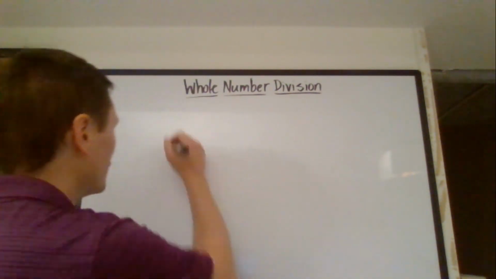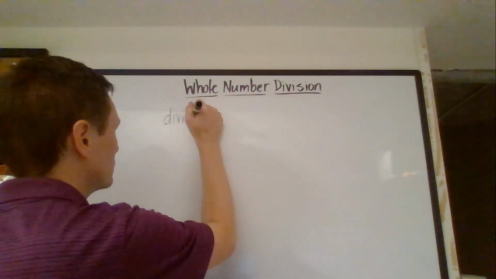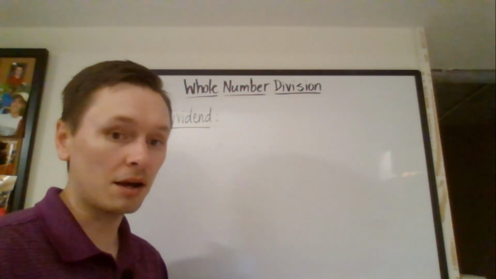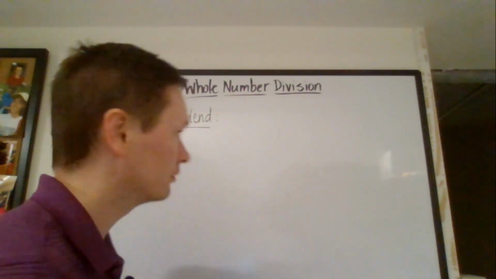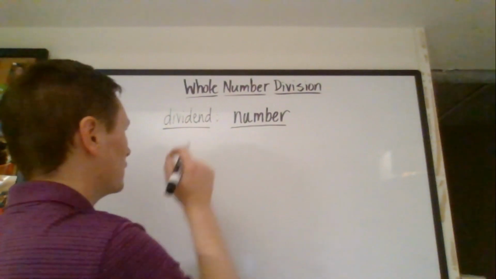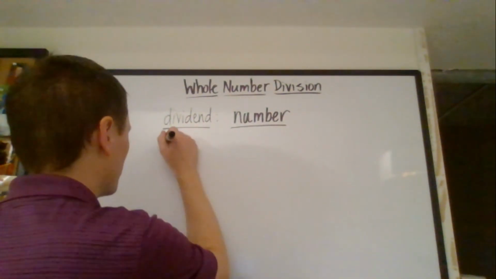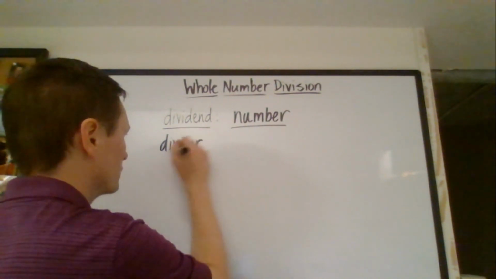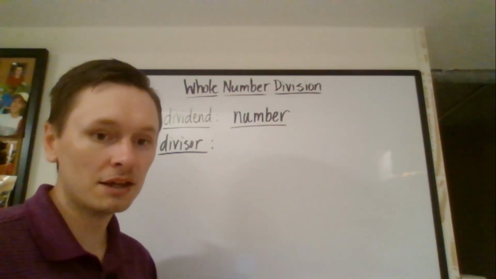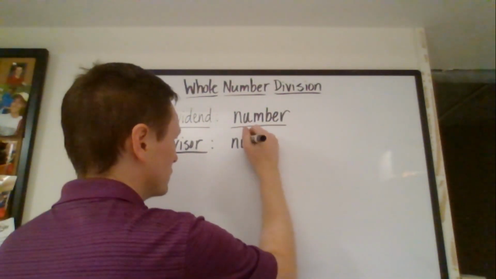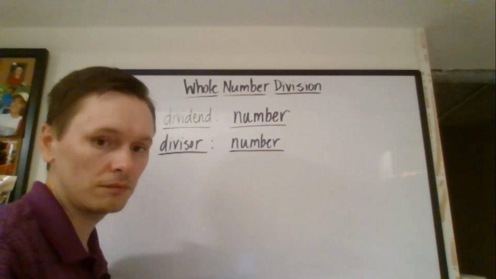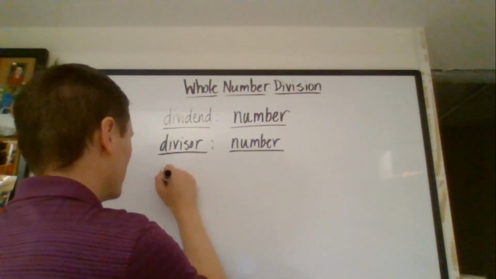All right, so the first one is dividend. And again, the dividend is the number being divided. All right, then you have your divisor. And the divisor is the number by which a number is divided. And then we have the quotient.